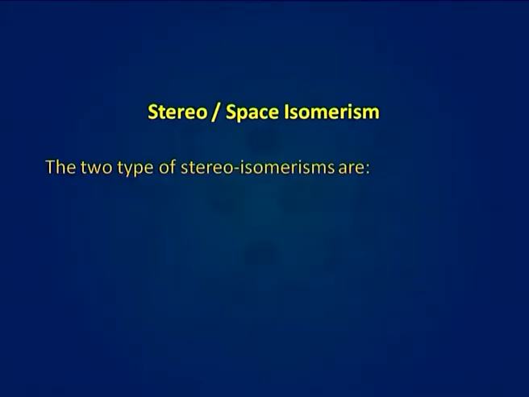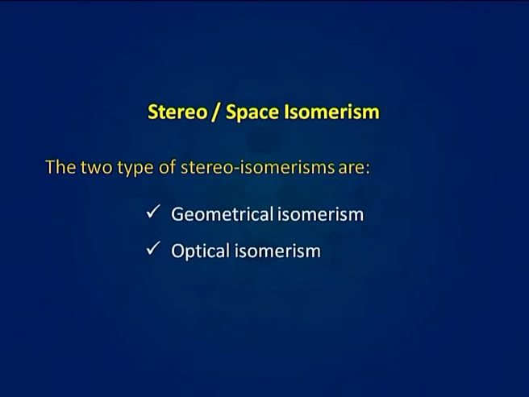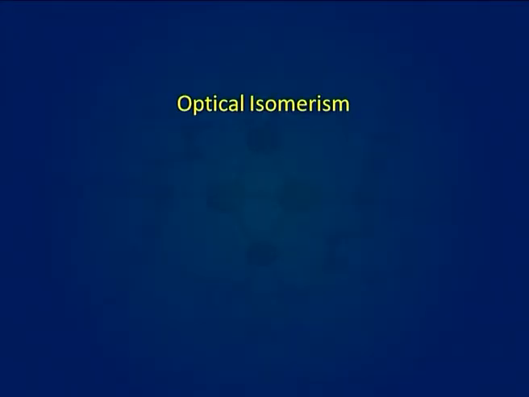Let us discuss what is stereoisomerism and what are stereoisomers. Stereoisomers differ only in the spatial arrangement of atoms or groups about the central atom. It is possible only in the complexes having coordination number 4 or greater than 4. The two types of stereoisomerisms are geometrical isomerism and optical isomerism. Our main emphasis will be on optical isomerism today.